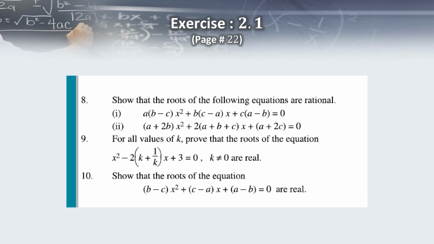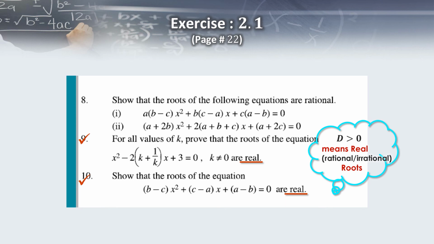In questions number 9 and 10, we have to prove that the roots of the given quadratic equations are real. After evaluating the discriminant, you will observe that in both questions, the discriminant becomes a perfect square, which is of course positive, and hence the roots become real.